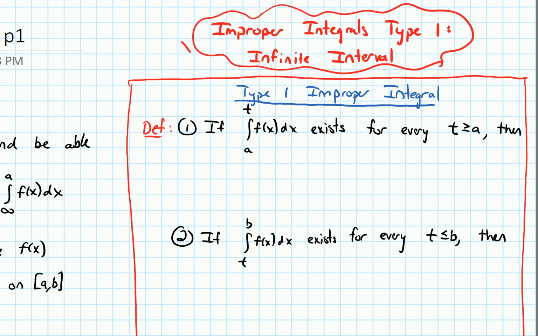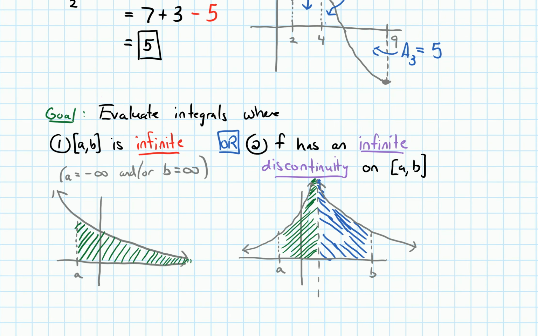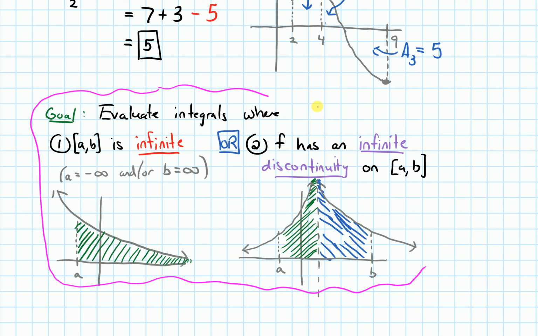Before I get into defining them more formally, I want to look back briefly at something from the last video. We ended our last video by stating that one of our goals is to evaluate integrals where our interval from a to b is infinite, because either a is negative infinity or b is positive infinity, or maybe both, or where our function f has an infinite discontinuity somewhere on the interval because of a vertical asymptote.